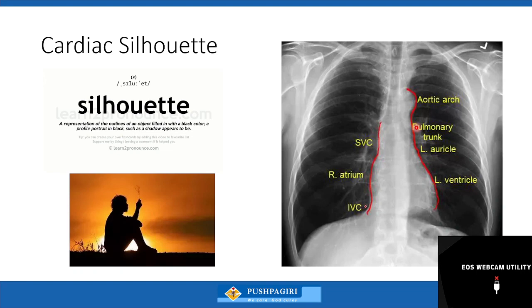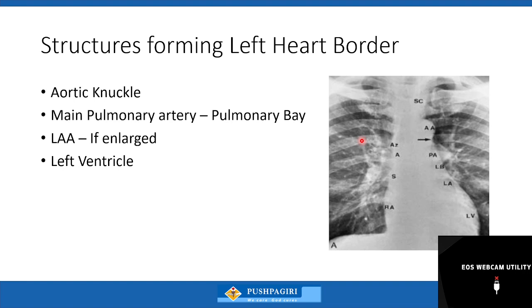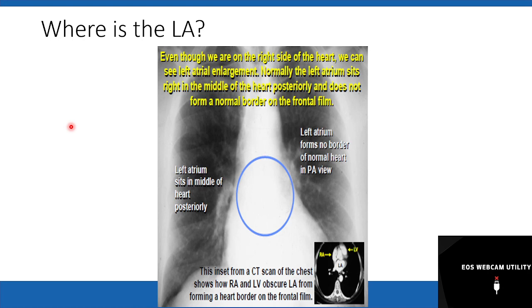Just to refresh, the structures forming the left heart border are the aortic knuckle, the main pulmonary artery or pulmonary bay, the left atrial appendage if it is enlarged, the left ventricle, and then the cardiac apex. Then the RVOT, as told, can come between the pulmonary artery and the left atrial appendage. So we have seen all the chambers. So where did the LA go?